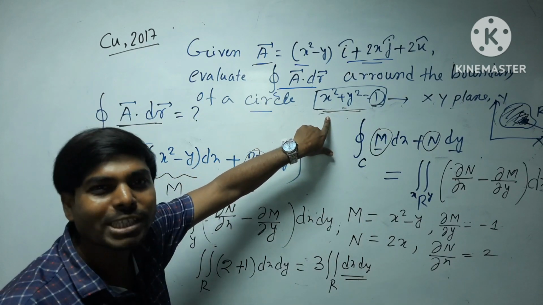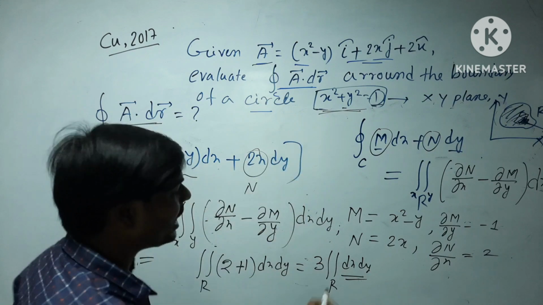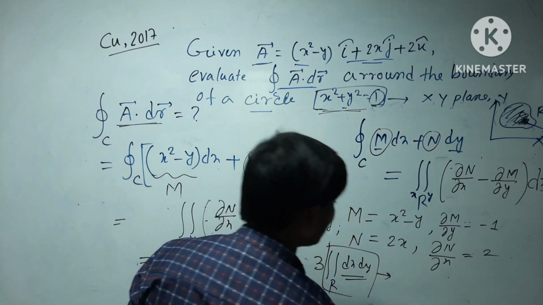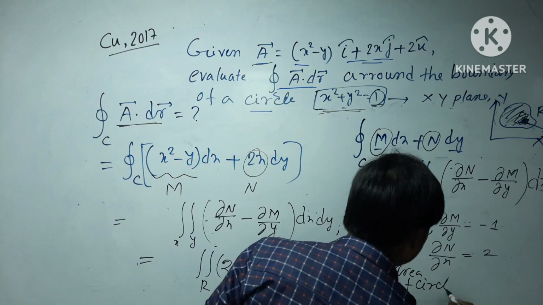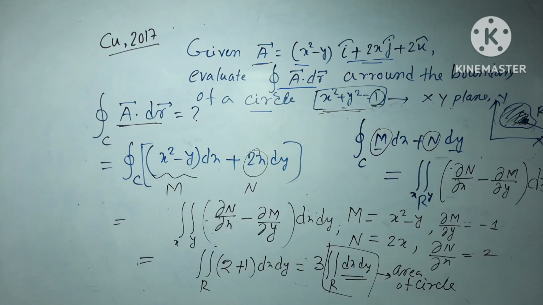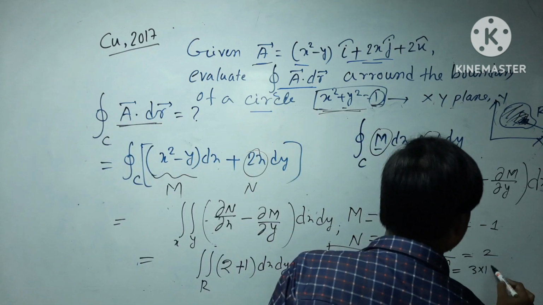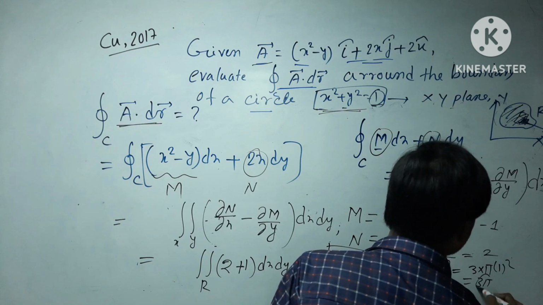What is the area of the circle? Pi r square. So integration of dx dy is nothing but the area of the given circle. So if it is the area of the given circle, then it is 3 into pi r square. r square means 1 square. So answer is 3 pi.